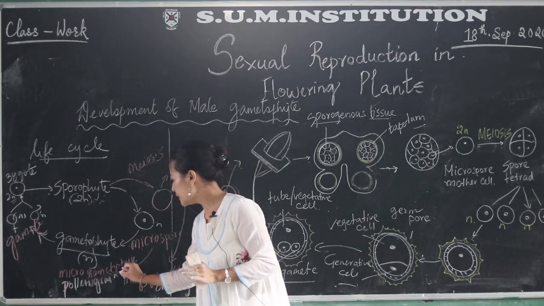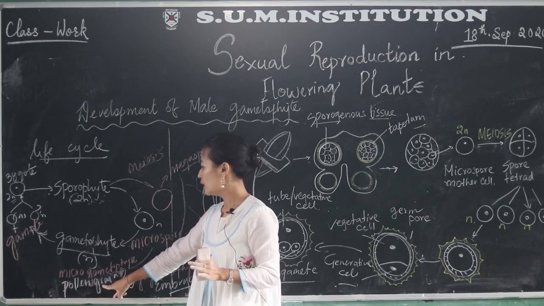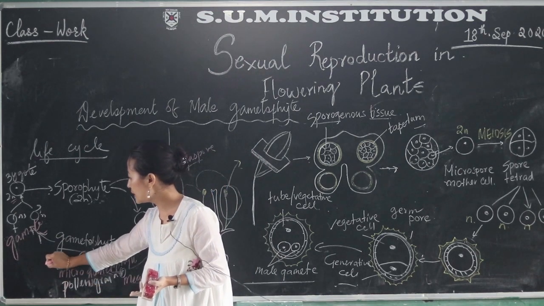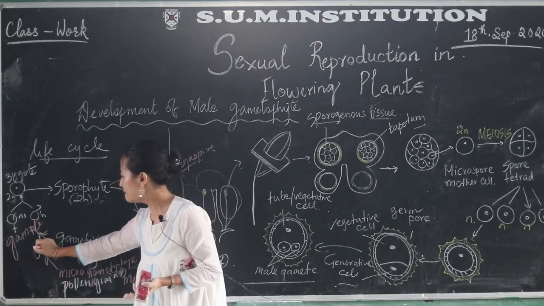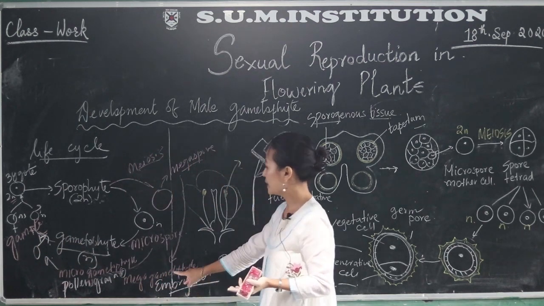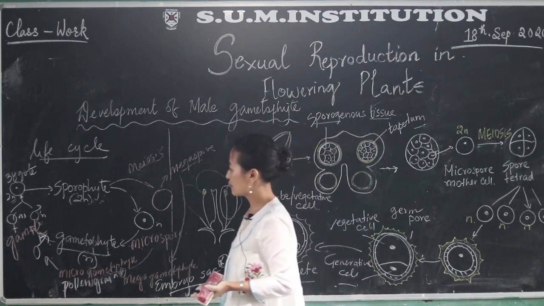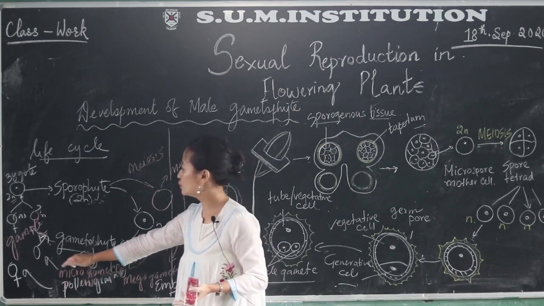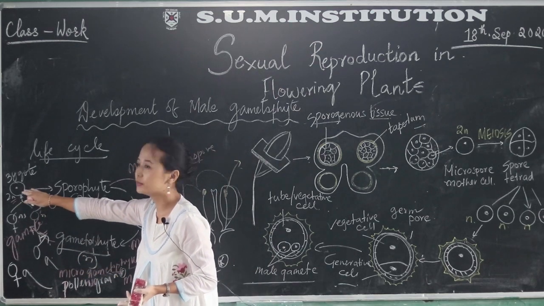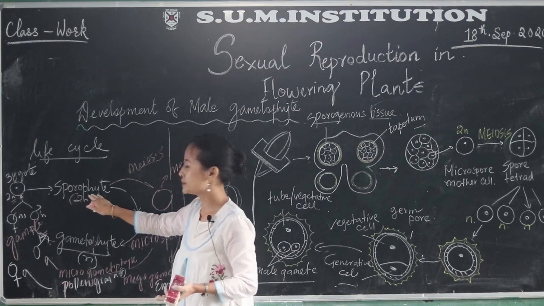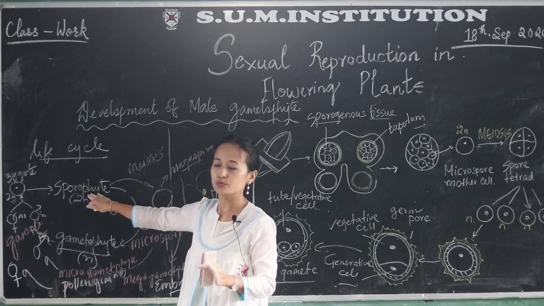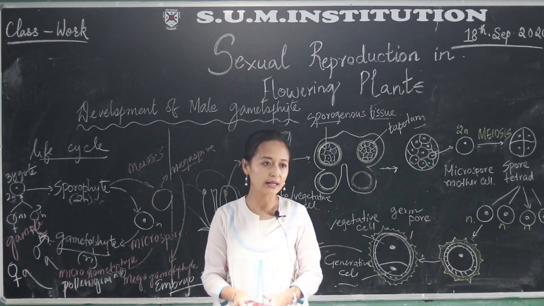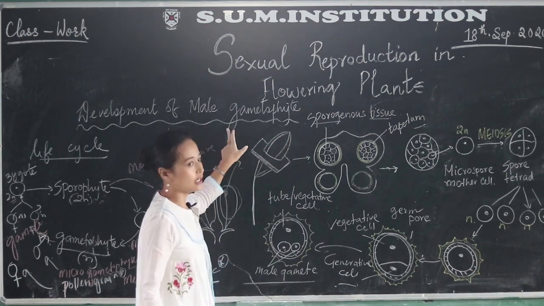The female gametophyte is known as the embryo sac. This is the important name of the female gametophyte, and the male gametophyte is the pollen grain. The male pollen grains will produce the male gamete, and the megagametophyte, the embryo sac, produces the egg. They fuse together to form the zygote, and the zygote develops into the sporophytic plant, which is diploid. So this is the general life cycle of your flowering plants.